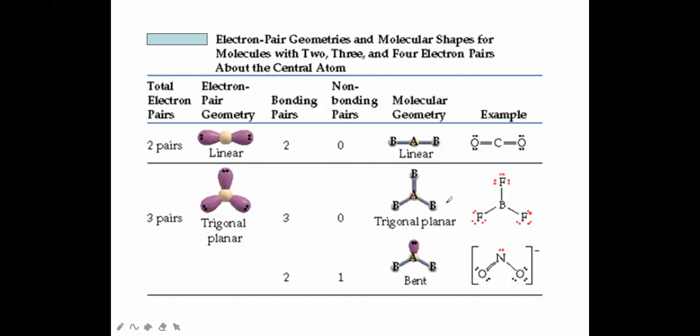Trigonal planar simply means it's in one plane. But the bent structure pushes the other two away. Okay? There's a lone pair there with a greater repulsive force. Is that clear on the VSEPR theory?